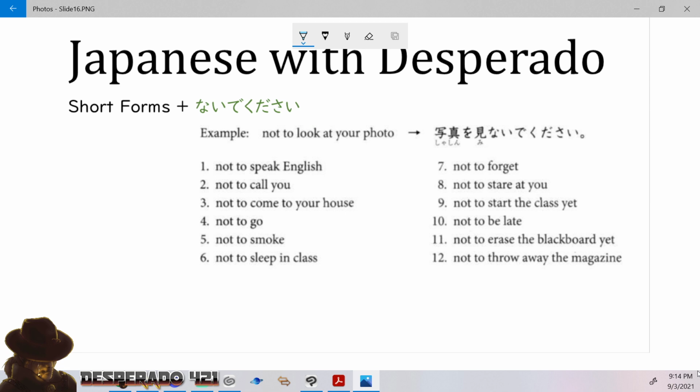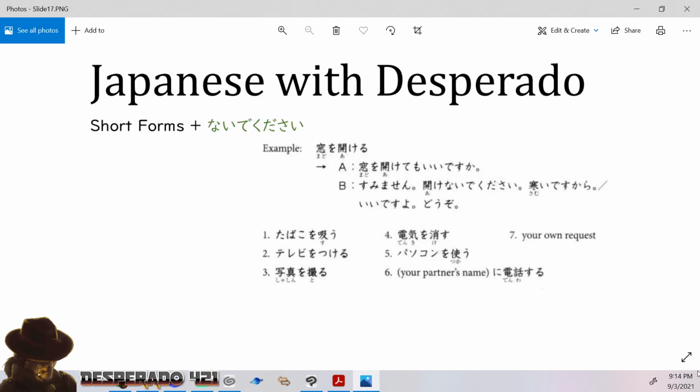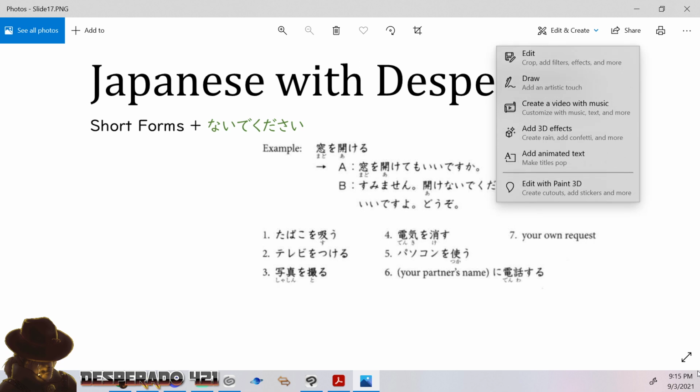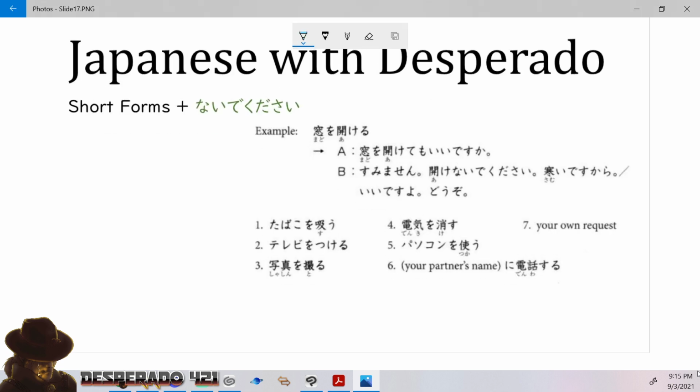All right. Let's move on to the next bit. I think we've done enough of these here. So now we're going to ask each other questions. Or not questions. We're going to use the example here to say an older form that we learned. This one says mado o akete mo ii desu ka? Mado means window. And then mo ii desu ka is may I.